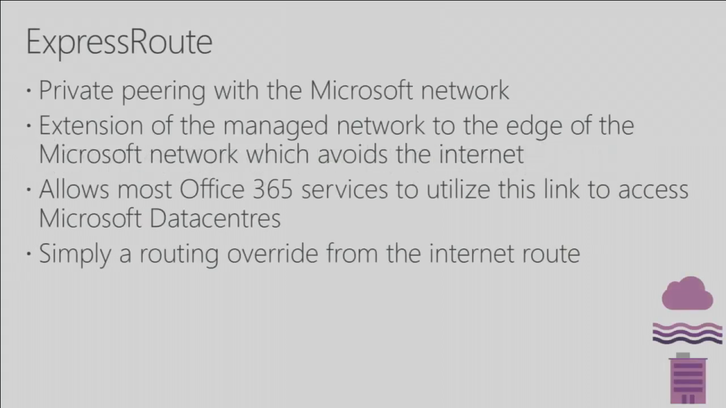So ExpressRoute is our third option. Private peering with Microsoft's global network. It's essentially an extension of your managed network onto the edge of Microsoft's global network for the endpoints that we provide over there. Simply a routing override from the internet path. You're connecting to exactly the same endpoints as if you took the internet path, just a different way to get there.